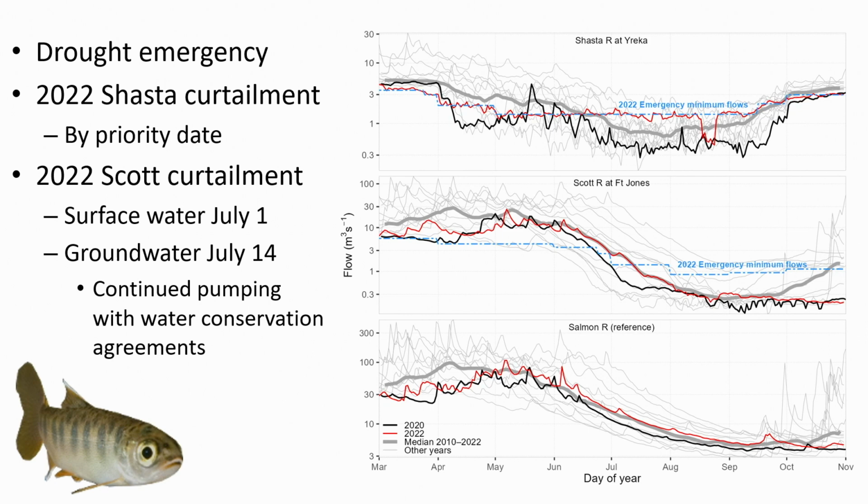So in the Shasta, we saw a really strong management signal on the 2022 flows. But in the Scott, we really didn't see that signal. And the flow in the Scott largely tracks that of the adjacent Salmon River, which is the bottom plot there, which is an unimpaired flow gauge. And so essentially, the flow that we saw in the Scott in 2022 was what we would expect based on climate. And there doesn't appear to be a major management signal, even though there were these mandated in-stream flows.